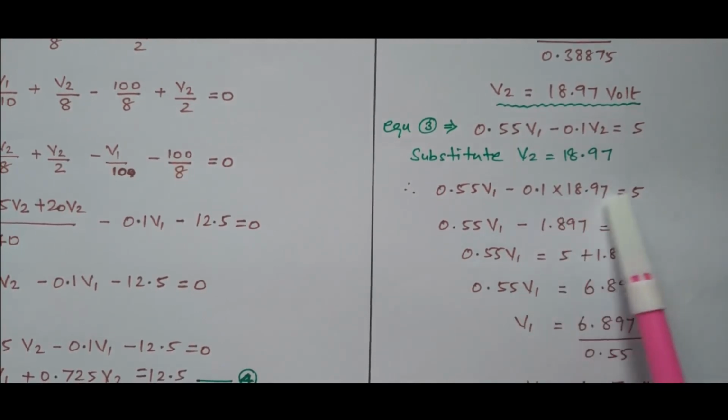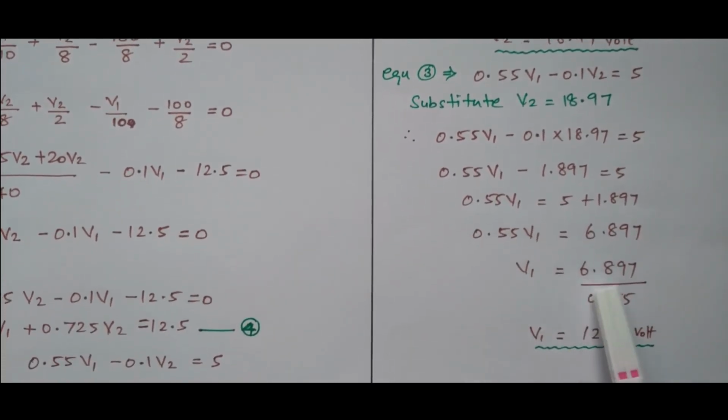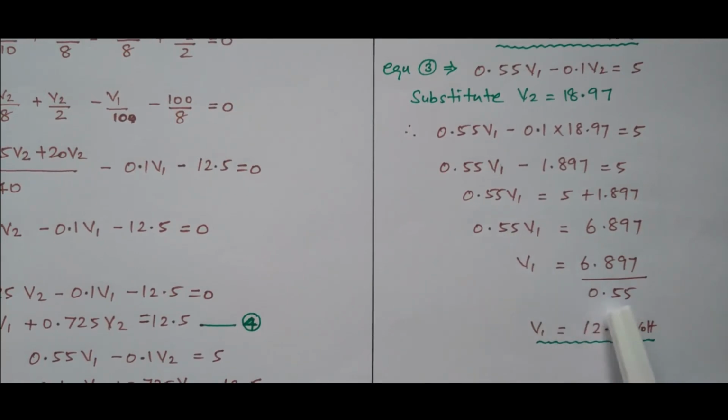Now bring this term to the right hand side. So it becomes plus 5 plus 1.897. By adding these two, 6.897. So that V1 equal to 6.897 divided by 0.55. This term is brought in the denominator. So simplifying this value, what we got? 12.54 volts. The voltage at node 1 is 12.54. So the first question we calculated: node voltages V1 and V2.